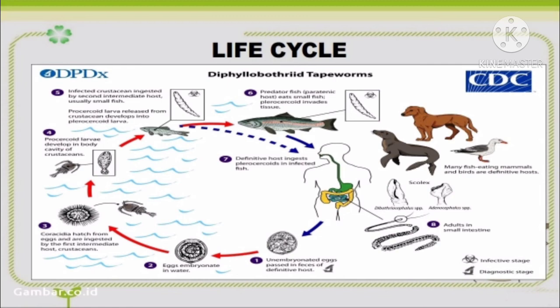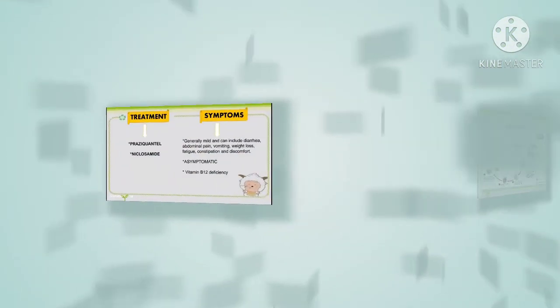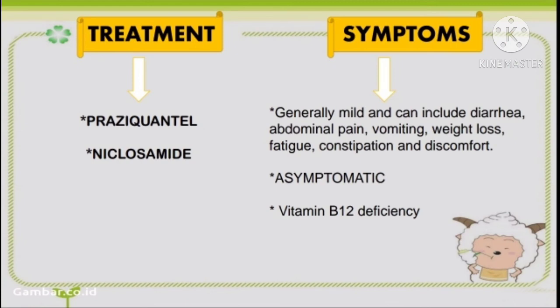So mo-appear ang eggs niya sa feces more than 5 to 6 weeks after ma-infect. So we are down to its treatment and symptoms. So once nga ang usa ka definitive host is ma-infect siya, so the possible treatment ani is to take praziquantel.